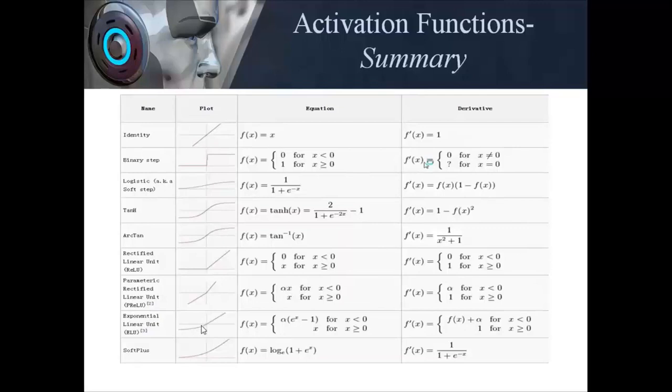Their pictorial representation, their representation in the form of mathematical equations, and their differential. As I told you, differentiation is very important. Why? Because when we are going to update the weights, the delta rule, which is the most popularly used learning rule, is going to work on the differential or the slope of the output which is received. So for that to be achieved, I require my activation function to be differentiable.